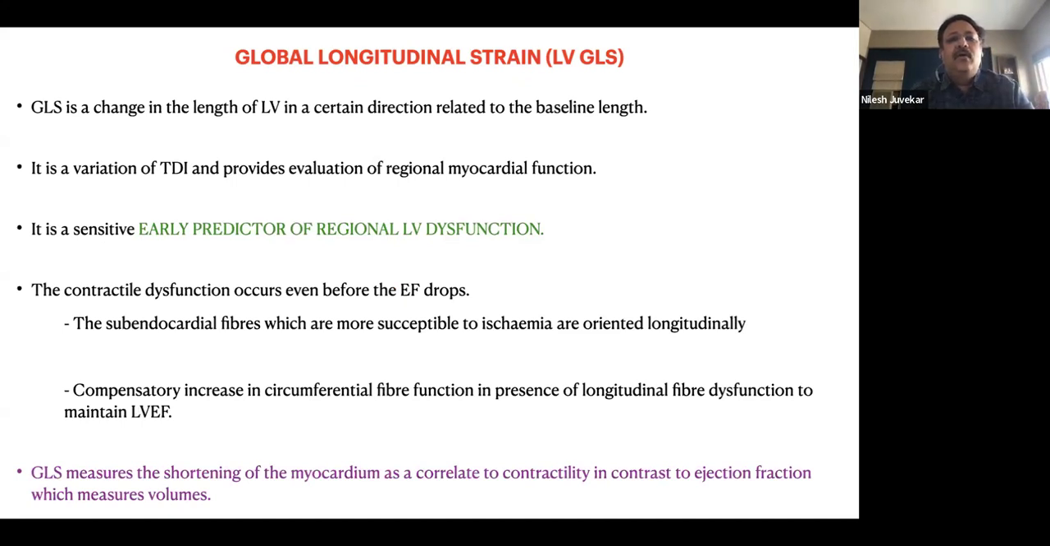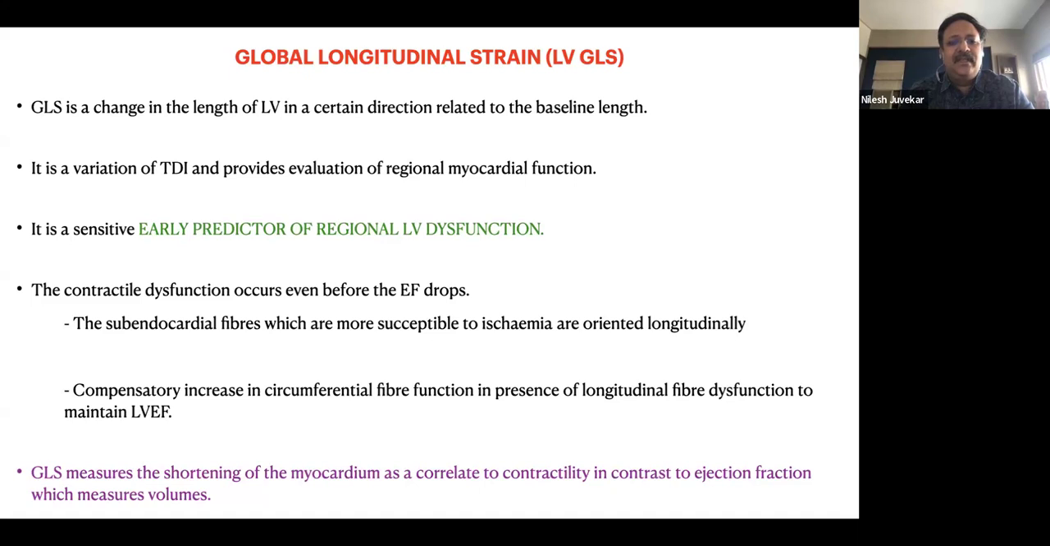Now, what is GLS? It is the change in the length of the LV in a certain direction, which here is longitudinal, as related to the baseline length. It is a variation of the tissue Doppler, and it provides evaluation of regional myocardial function. It is an early predictor of regional LV dysfunction.